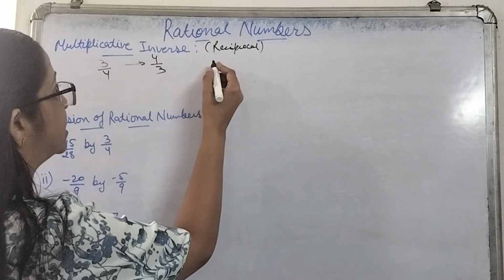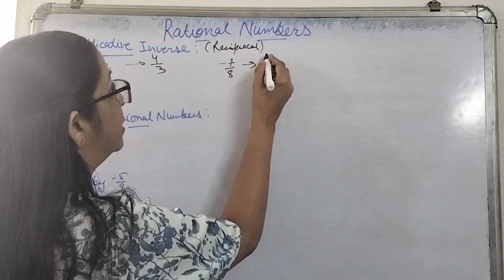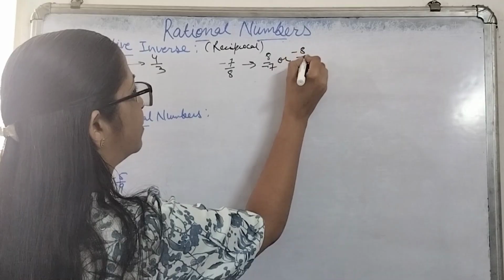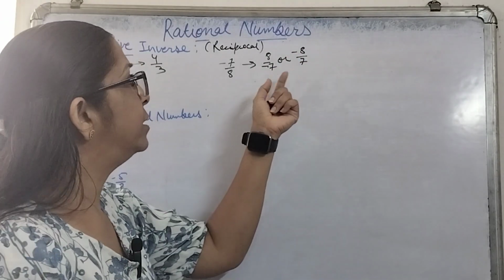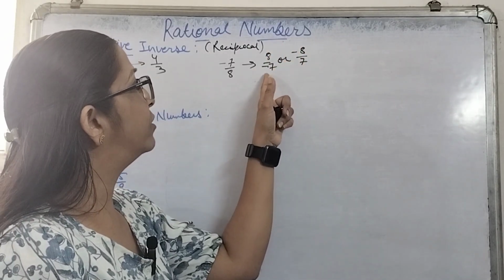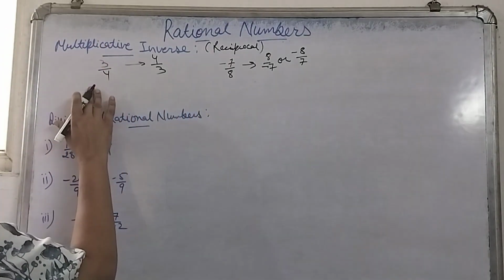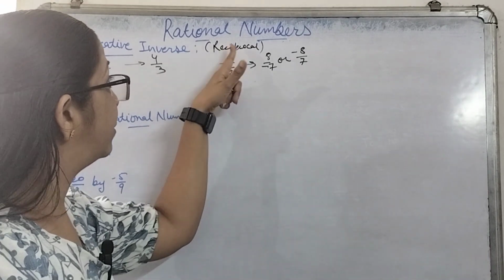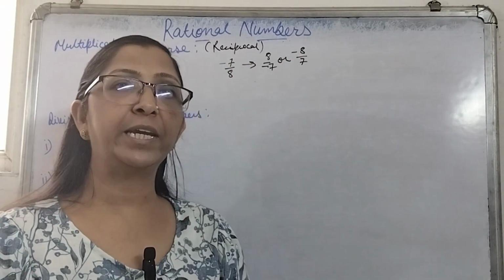Suppose your given number is say minus 7 upon 8. So the reciprocal of this number will be 8 upon minus 7, or we can say it as minus 8 upon 7 also, because if the negative sign is in the denominator, we can take it in the numerator also. So 8 upon minus 7 could even be written as minus 8 upon 7. So if the number is positive, then their multiplicative inverse will also be positive. If the number is negative, then the multiplicative inverse or the reciprocal will also be negative.